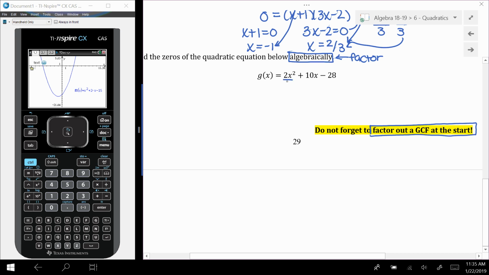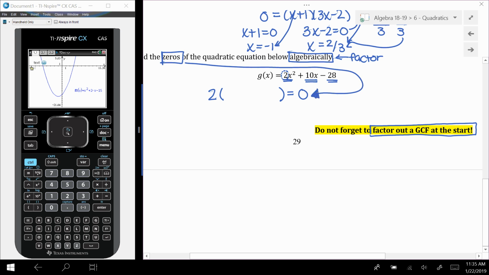So let's see. I've got a 2x squared, a 10x, and a -28. I always get nervous when I have a leading coefficient that's not 1 because it makes me have to think a little more. But what's nice about this is that there's a GCF. What is it? If you said 2, you are correct. So I'm going to factor out that 2, and at the same time, since it said find the zeros, that means I got to take this guy and set him equal to 0.